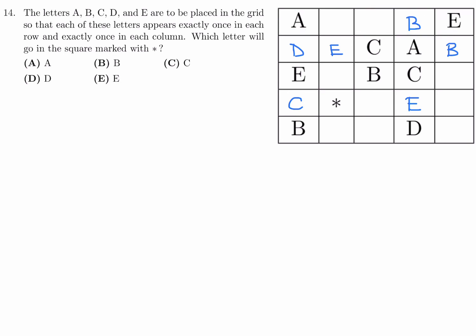In that row, we have A, B, E. We do not have C or D. C cannot go here because it's already there, so C must go here, D must go here. And I think, where do we go next?